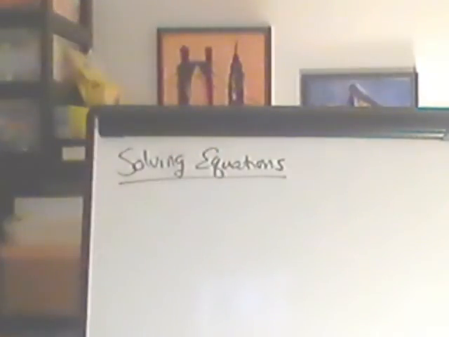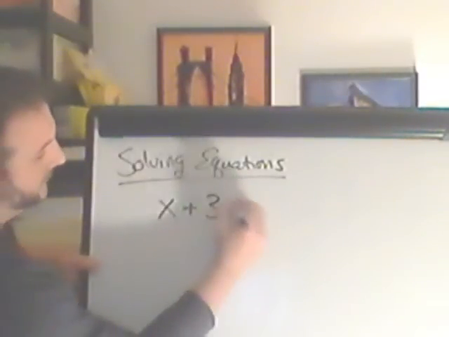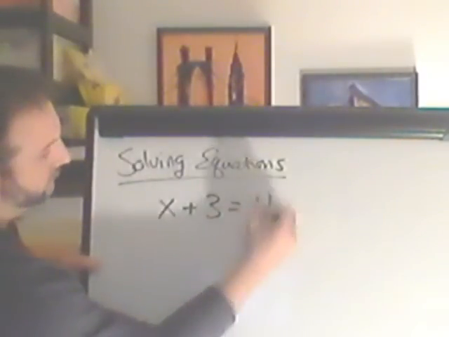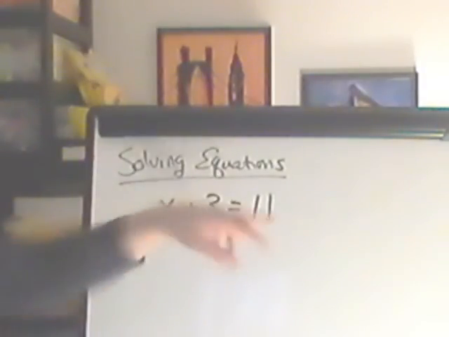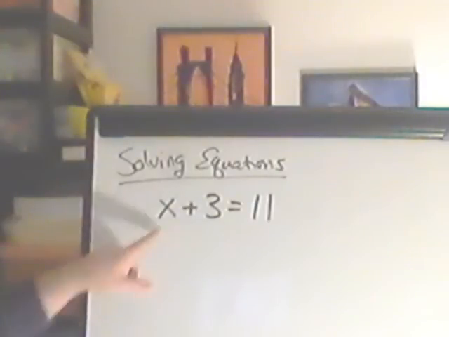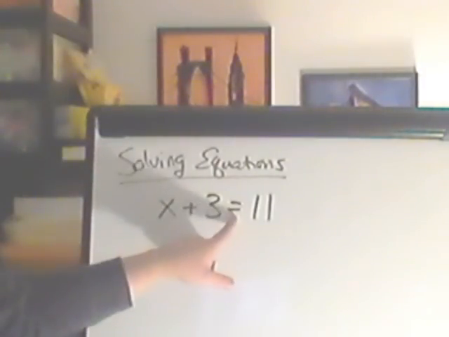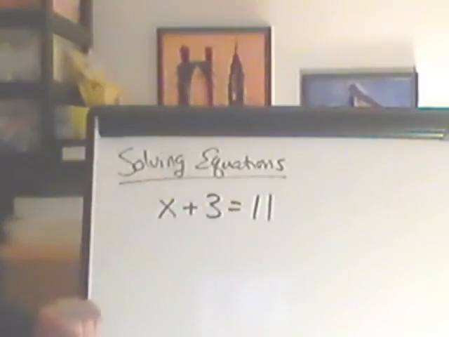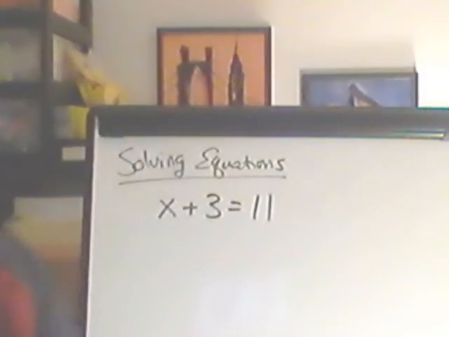All right, I'm going to start by giving you an example of an algebraic equation. Here's one right now. I've got x plus 3 equals 11. Now, here's my operation, which in this case is addition. Here is the equal sign, which makes it an equation. Here is the answer, right? X plus 3 equals 11.